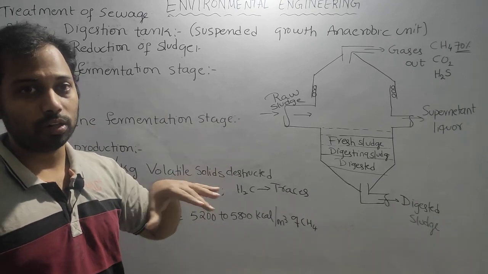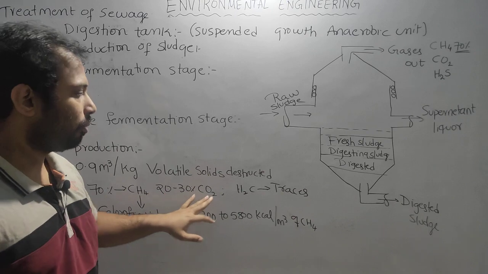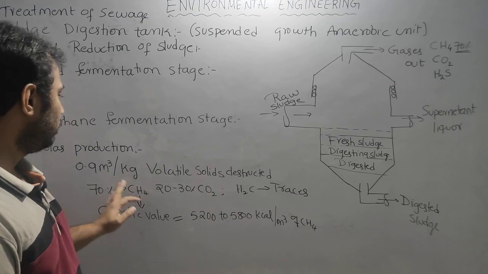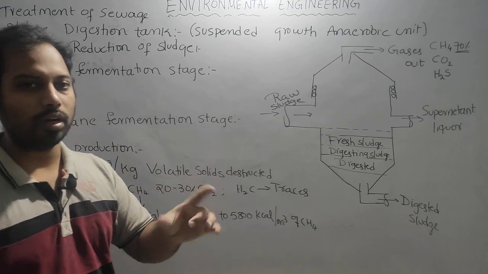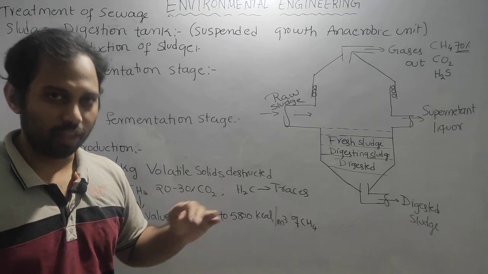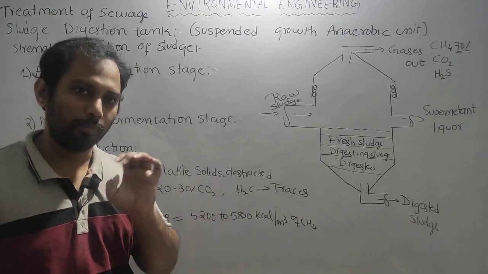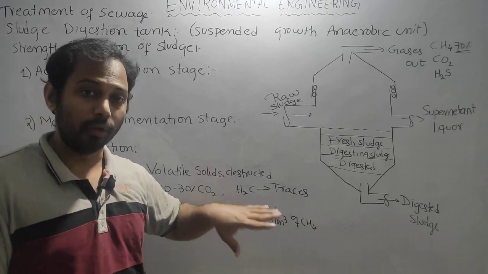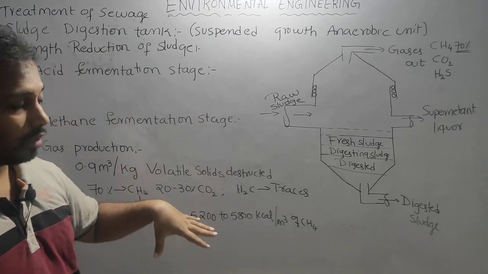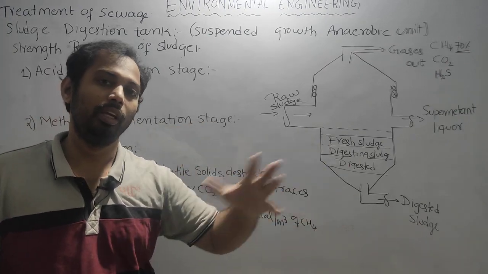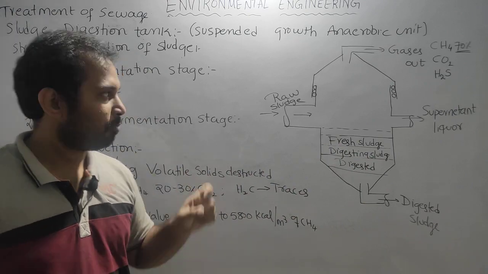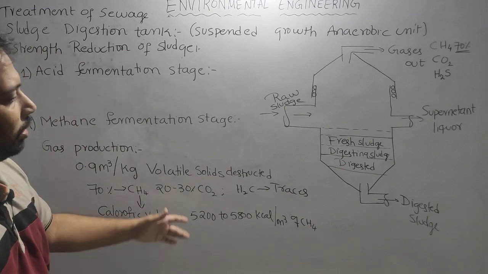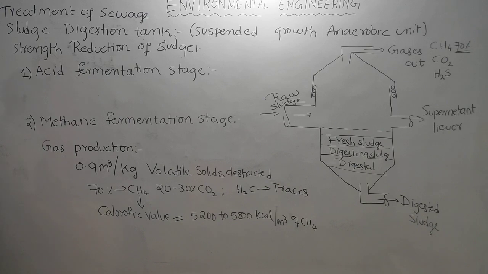But that 0.9 is not only for methane; it is for methane, carbon dioxide and other gases also. Now, 0.7 into 0.9, that is 0.63 meter cube, is methane. That is the methane production. Again, he is not asking for methane production, he is asking for the methane calorific value per meter cube. So when he simply asks what is the energy evolved from methane, we need to do this much lengthy calculation. That is why these kinds of questions are important in engineering services and also GATE. Okay.